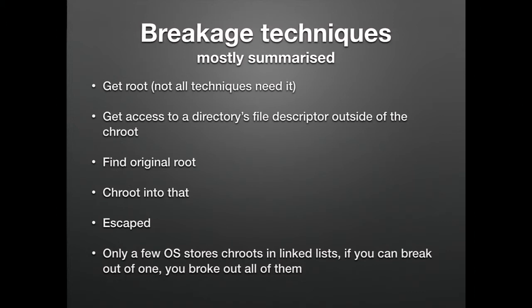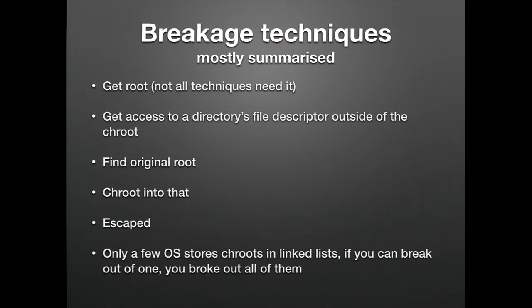This is the overview of how these work. First of all, you need to get root. Not all of the techniques need it, but most of them do. If you have root, then you need to somehow get a file descriptor outside of the chroot. With that, you can access the original file system, and just by changing the directory back to the parent, so just cd .., you can access the original root and chroot into that, so you will basically get the original root, and you have escaped.